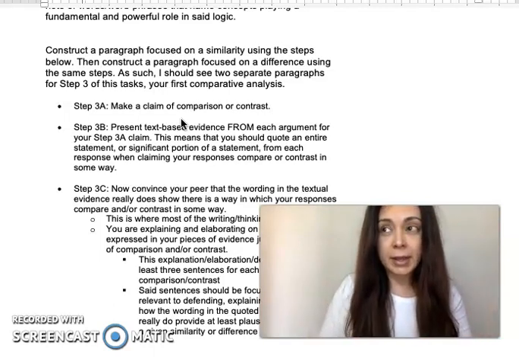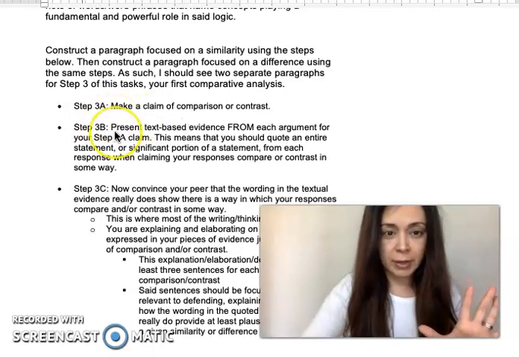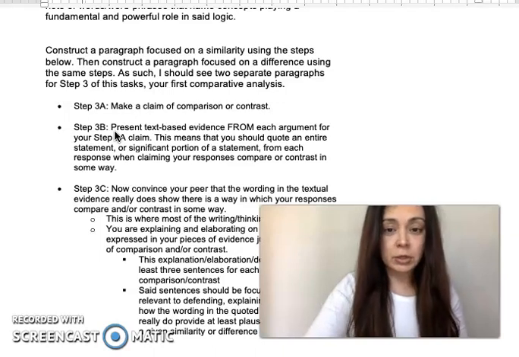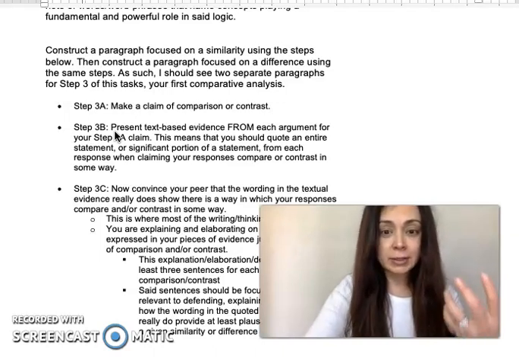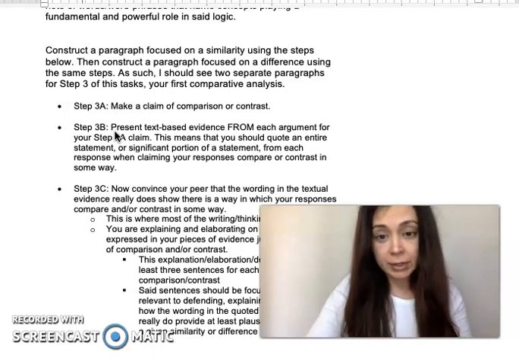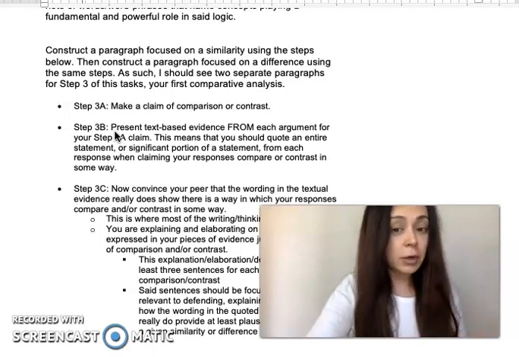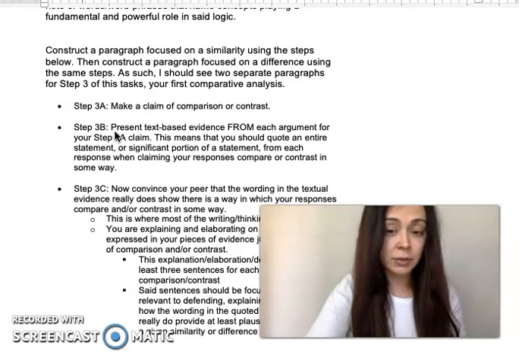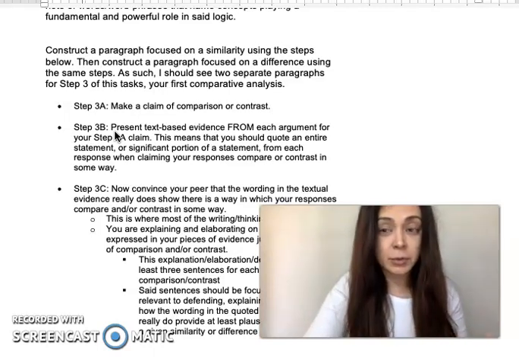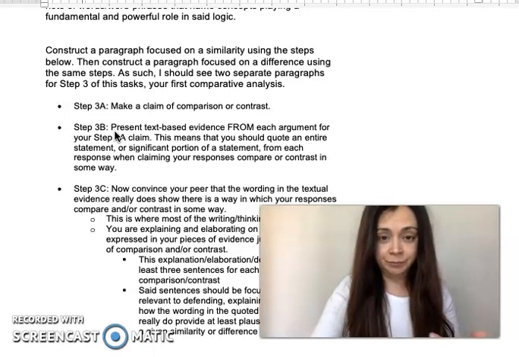Keep in mind that when you're doing this part right here, when you're doing step 3B, you are not paraphrasing. You are providing direct textual evidence. What did you actually say? What did your peer actually say? You can go on to talk about what's implied if that's going to help you make your case, but you need to start with what was actually said.